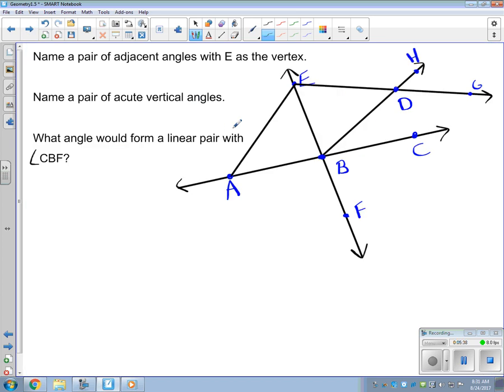All right, definitely pause at this point and write down those three questions and also draw that picture. When everybody's got it drawn and written, go ahead and unpause it, and I'll show you what we can get for our answers. So, first one says, name a pair of adjacent angles with E as the vertex. So I'm thinking maybe angle AEB.